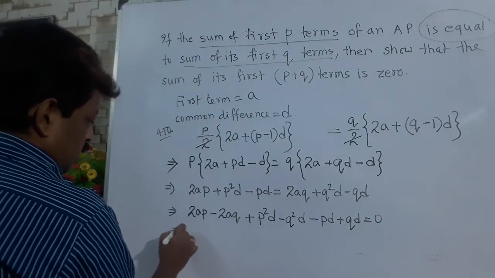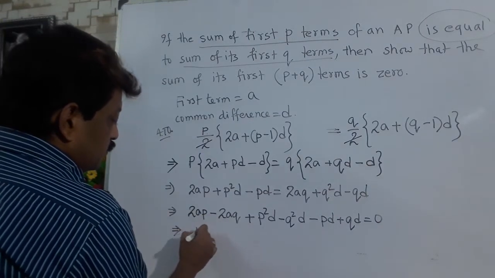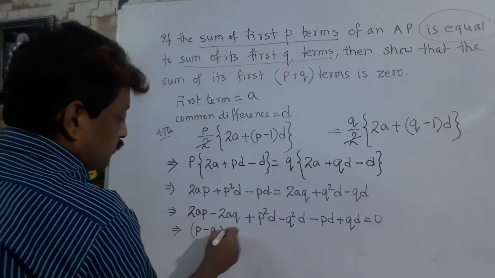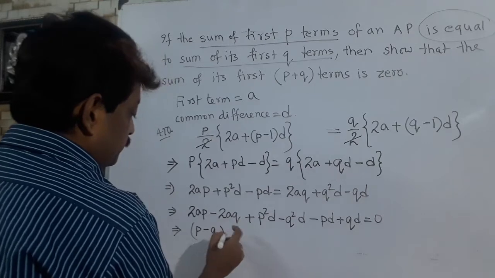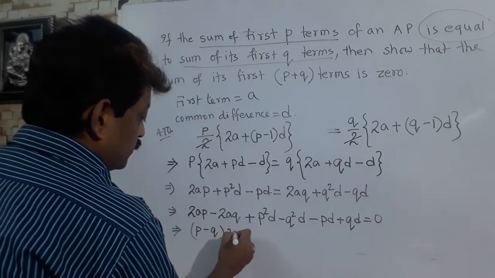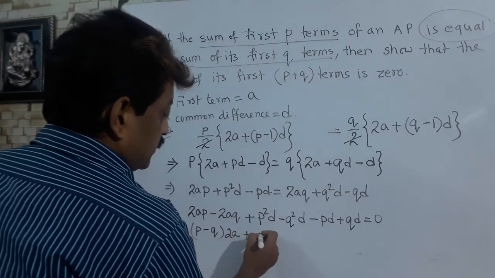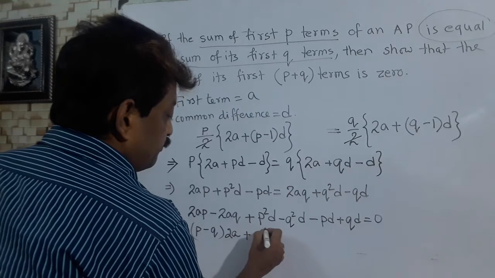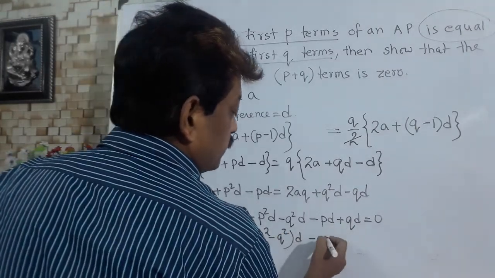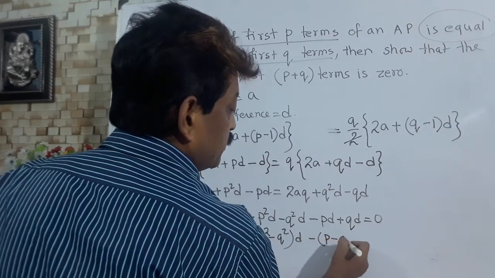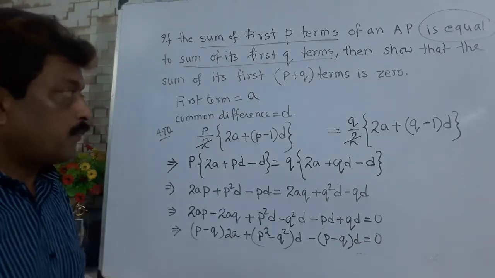Now here I can take 2a common, so it will be p minus q inside the bracket, and 2a will be outside. Plus here d is taken common, so it will be p square minus q square times d, and here I have taken d as common, so it will be p minus q times d, equals 0. Understood? Okay.